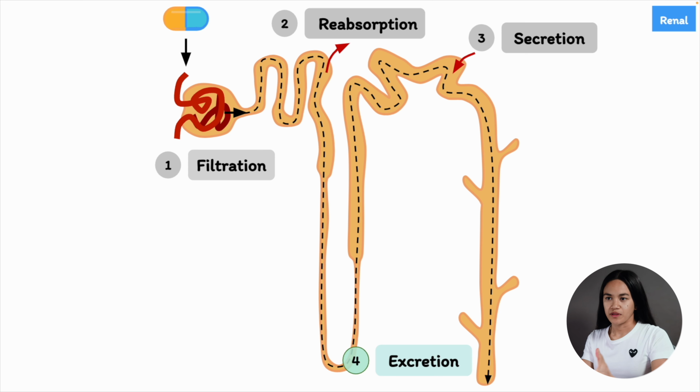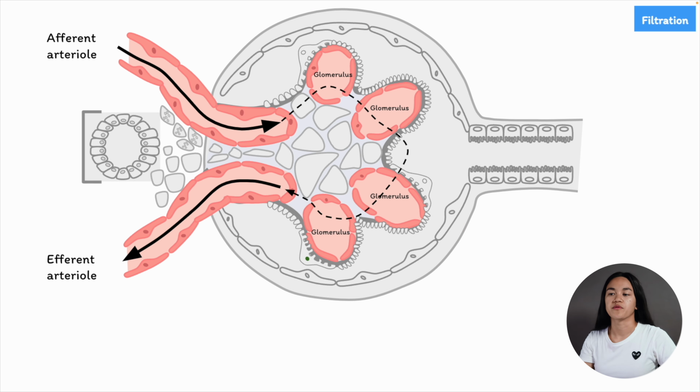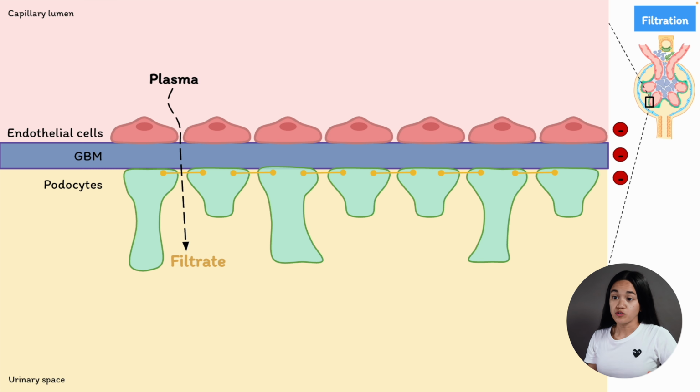The glomerular capillaries filter blood into Bowman's capsule, which forms the primary urine filtrate. Small drug molecules will pass through the filtration structure into the tubule and, if not reabsorbed, end up in urine.